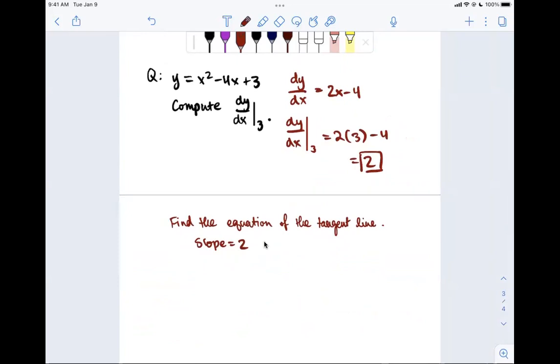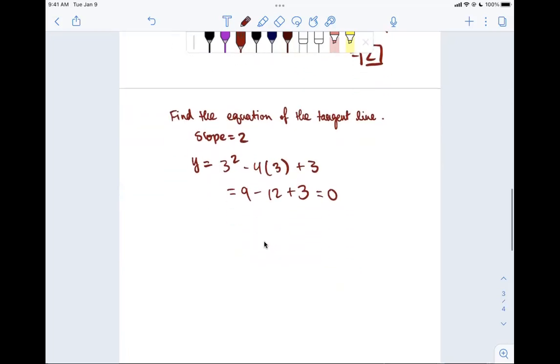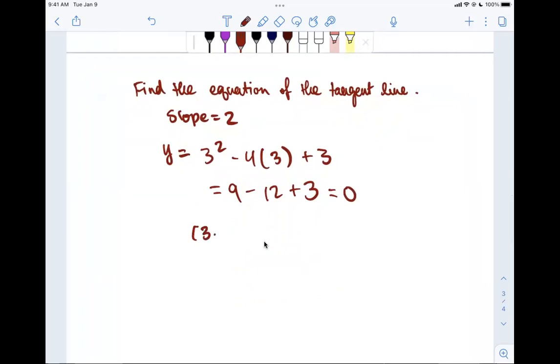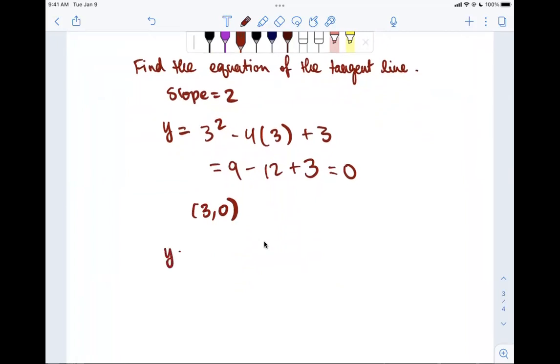So when x equals 3, we're going to have y equals 3 squared minus 4 times 3 plus 3. All right, so that's 9 minus 12 plus 3, which is 0. So the point on the line that we know is going to be 3, 0. And then we know the point on the line, and we know the slope. So we can just write down the equation y equals 2 times x minus 3. I believe that's right. So that's going to be the equation of the line tangent to the graph.